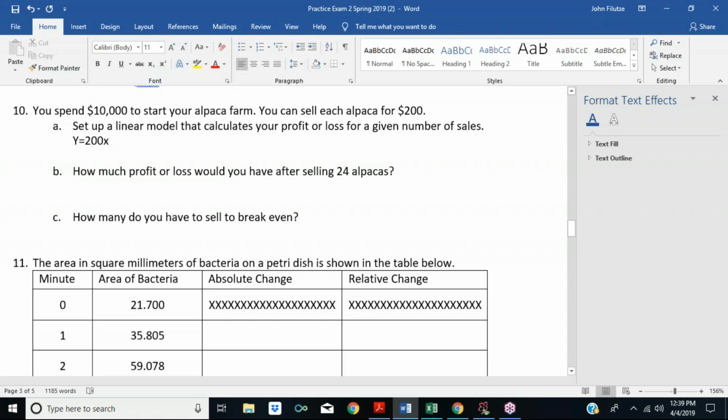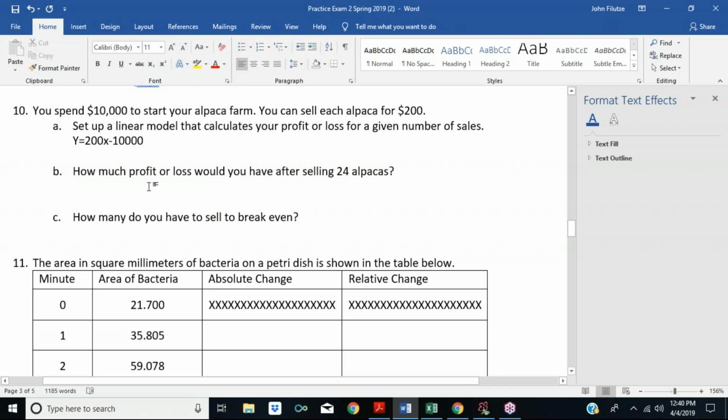If we spent it, though, what does that mean about the $10,000? So the $200 is coming in positive. So what do you think about that $10,000 that we had to spend? Yeah, thank you, Megan. We have to subtract it because it's money that's going out. It's negative. So the profit or loss, that's our Y, is $200 times the number of alpacas we sell, minus that $10,000 that we had to pay up front.